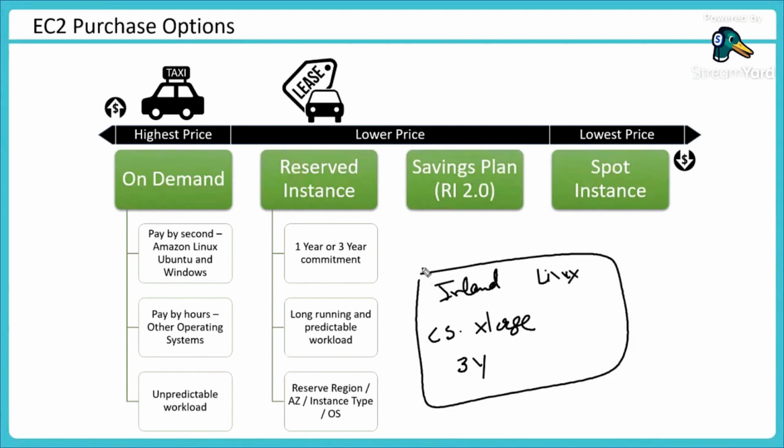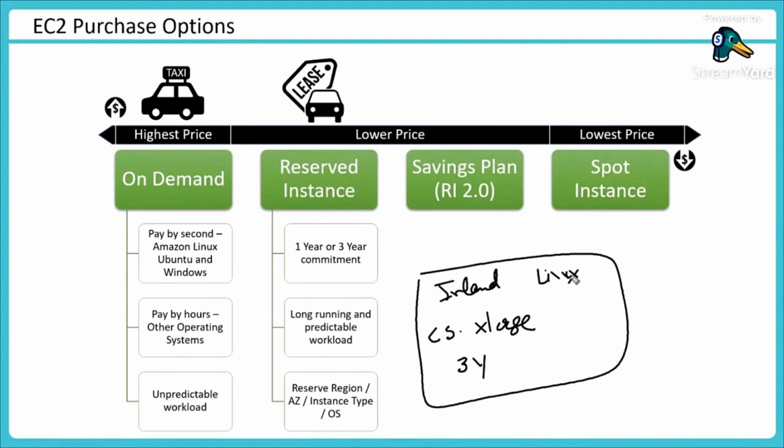What if your requirement changes later? What if your company decides that, hey, we do not want to use Ireland anymore for region, we will shift everything into London, but your reservation is in Ireland. So this money you still have to pay because it's a commitment. You are committing to pay that money whether you use capacity or not.